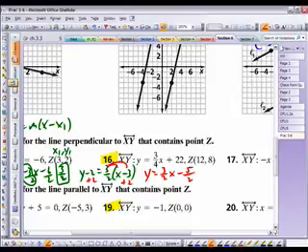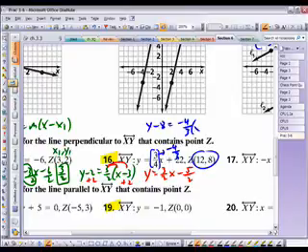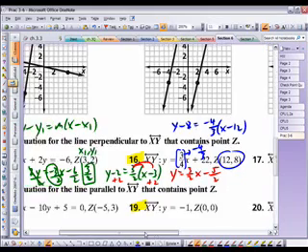All right. Then number 16. Number 16, we're going through this point. We want to be perpendicular to this slope, which gives us a slope of -4/3. So that's going to be y minus 8 is equal to -4/3 times x minus 12. Again, if you want it in slope-intercept form, then you distribute the -4/3 and add 8 to both sides.